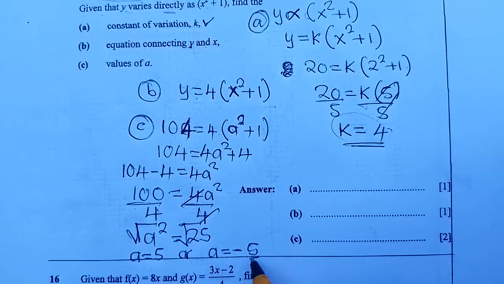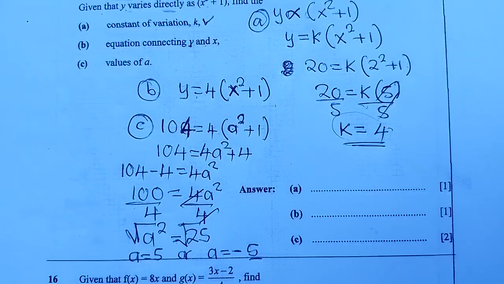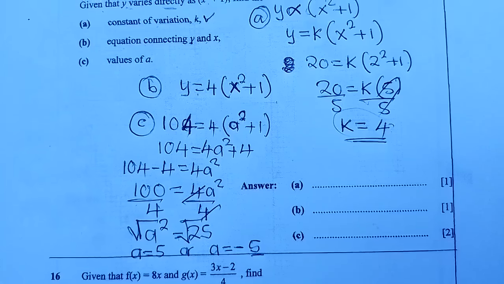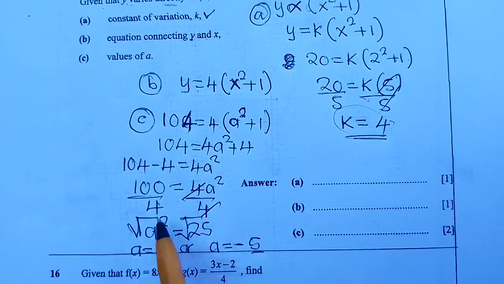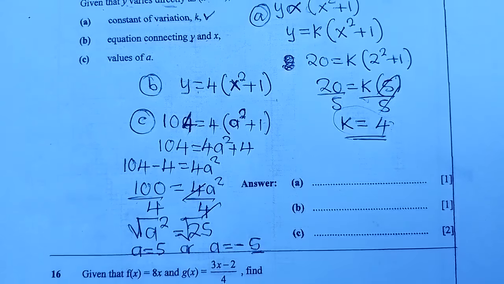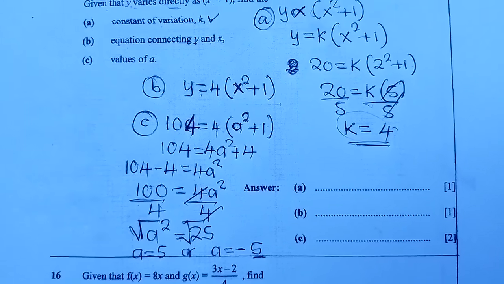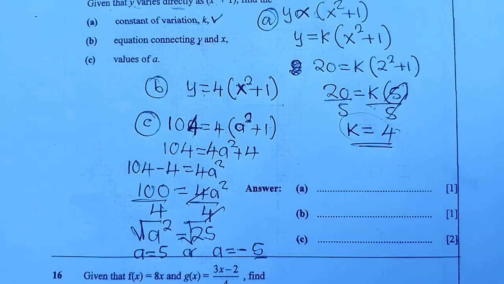So the square root of any number, there are 2. We've got a positive one and a negative one. So this is under variation. You are able to work that out.